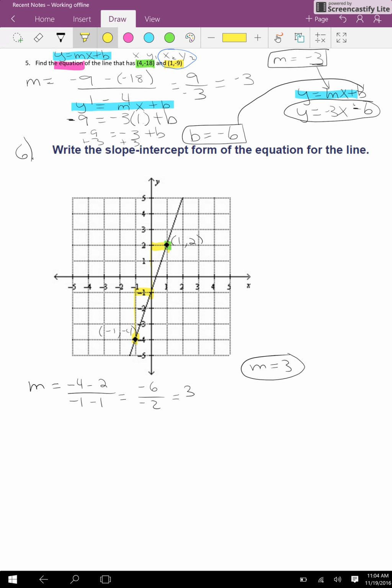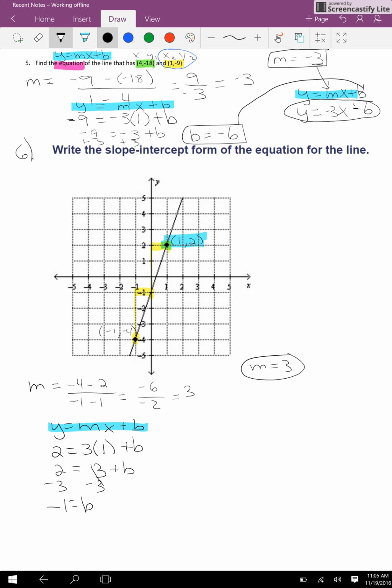All right, now pick an ordered pair. I'm going to choose this ordered pair right here because it's positives and it just looks easier to do. So once again, I know that I need it to look like y equals mx plus b. My y value is 2. My m value is what we just found. My x value is 1 plus b, minus 3 on both sides. Our b is -1. Plug that in. 3x minus 1. Here's our equation.